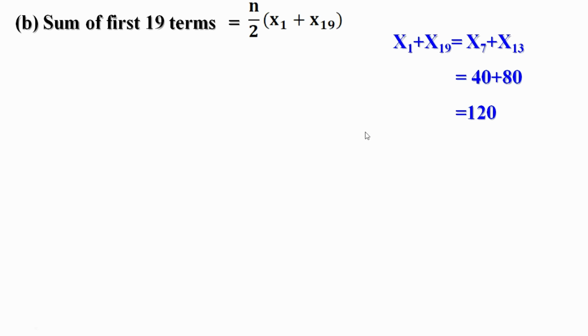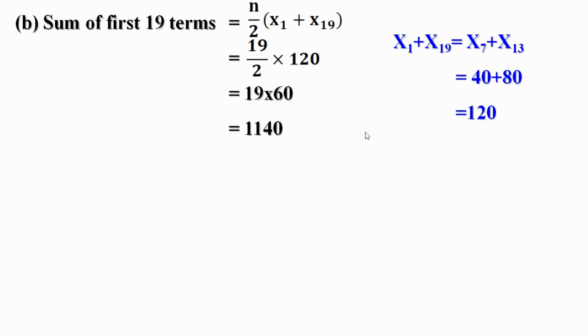Now we are going to find the sum of first 19 terms. So n equal to 19. So we can write it as 19 by 2 into 120. 2 sixes are 12, so 62s are 120, so we can write it as 19 into 60, and that is equal to 1140.